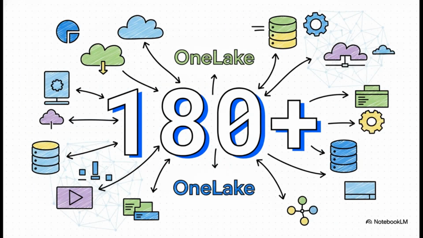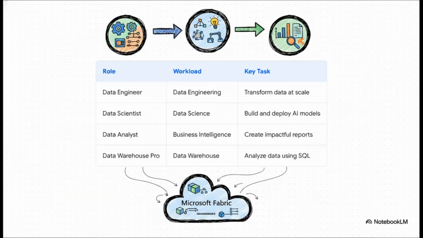And to make all this happen, Fabric comes with over 180 built-in connectors. This is how you pull in data from pretty much any source you can think of, whether it's in the cloud or sitting on a server down the hall, and bring your entire data world together without some monumental engineering project. But here's the really clever part. This single platform gives everyone a tailored experience, what they call a workload, for their specific role. So the data engineer sees tools for transforming data. The data scientist gets a workbench to build AI models. And the business analyst, they get a beautiful interface for creating reports. They are all working on the exact same data, just looking at it through a lens that's designed for their job.